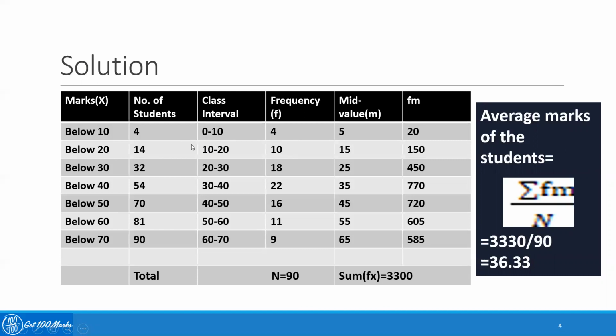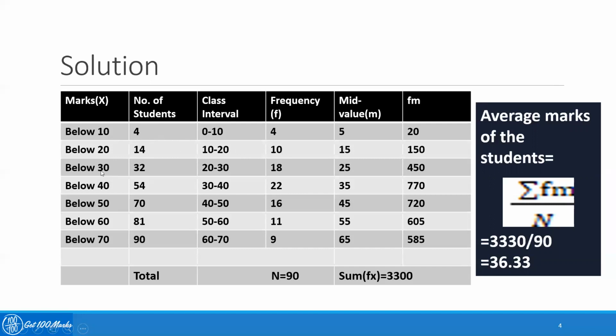10. How do I get it? 14 minus 4, which is 10. Let's once more explain it in a simple way. The number of students below 20 also include the students who are in the range below 10. That's why only in the range of 10 to 20 is 10. How do I get it? It is 14 minus 4.